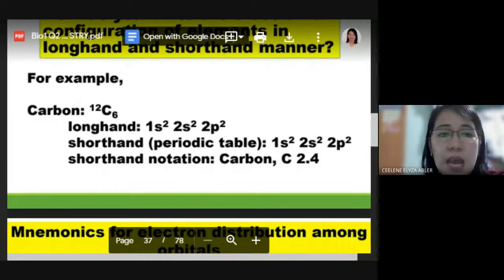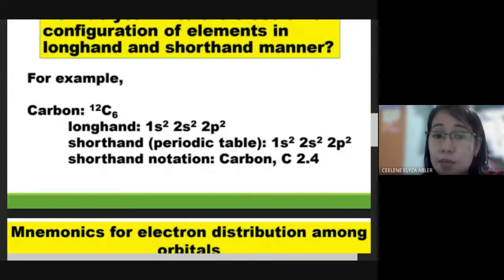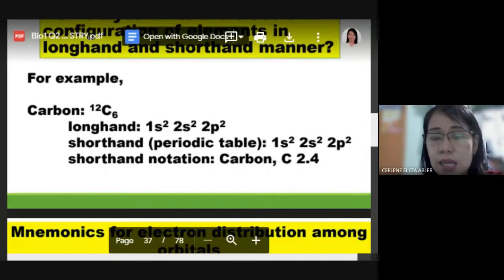Right? So you have here the shortcut, the one that we use for the periodic table, the one that you see in your periodic table. It's only represented until the third one, or we have your P na or the last one. So hanggang sa doon lang siya. So dahil sa medyo short si carbon, so pwede pa rin isulat yung longhand as shorthand.